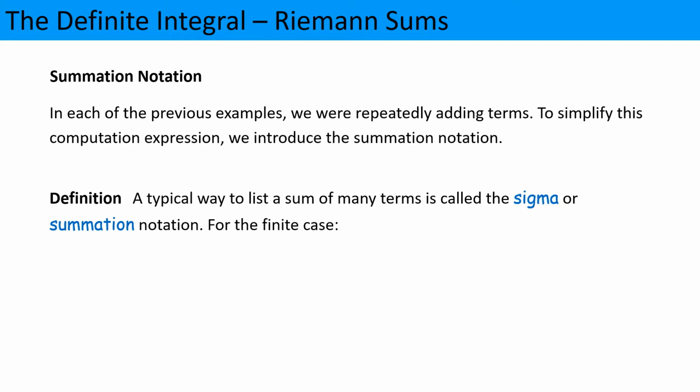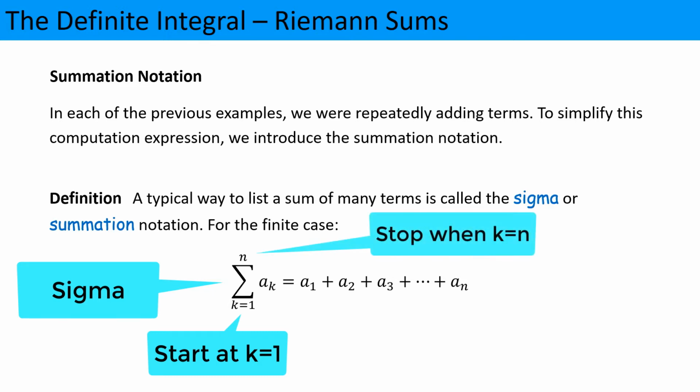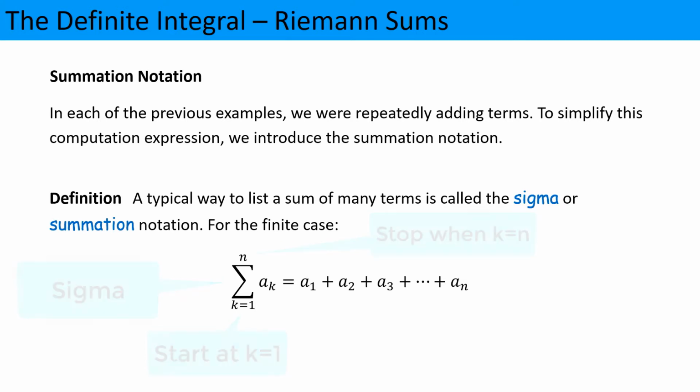For the finite case, we write this Greek symbol called sigma, and we say k equals 1, so that's the starting point. Those are also called the indices of summation, and at the top of it we write n. That's where we stop. The numbers for the indices are integers like 1, 2, 3, 4. So the summation notation gives us a nice compressed way to express the list of the terms we're adding together.